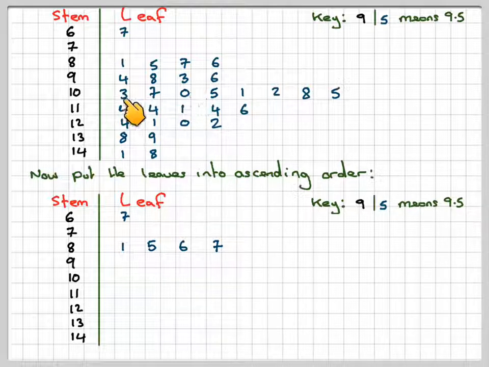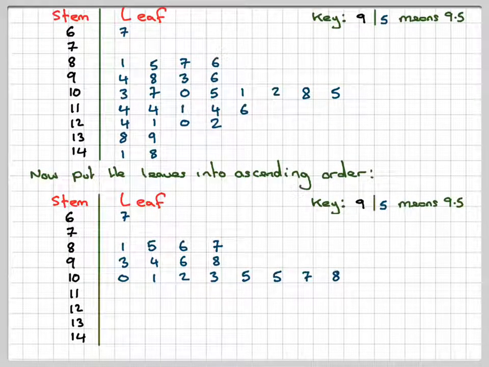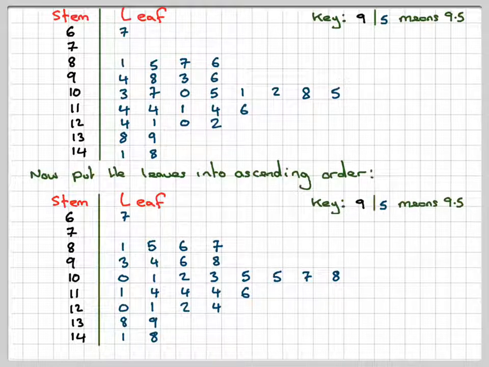This one will become 3, 4, 6, 8. This one will become 0, 1, 2, 3, 5, 5, 7, 8. This one will become 1, 4, 4, 4, and 6. This one will become 0, 1, 2, and 4. And this one will stay 8, 9. And the last one will stay as 1, 8.